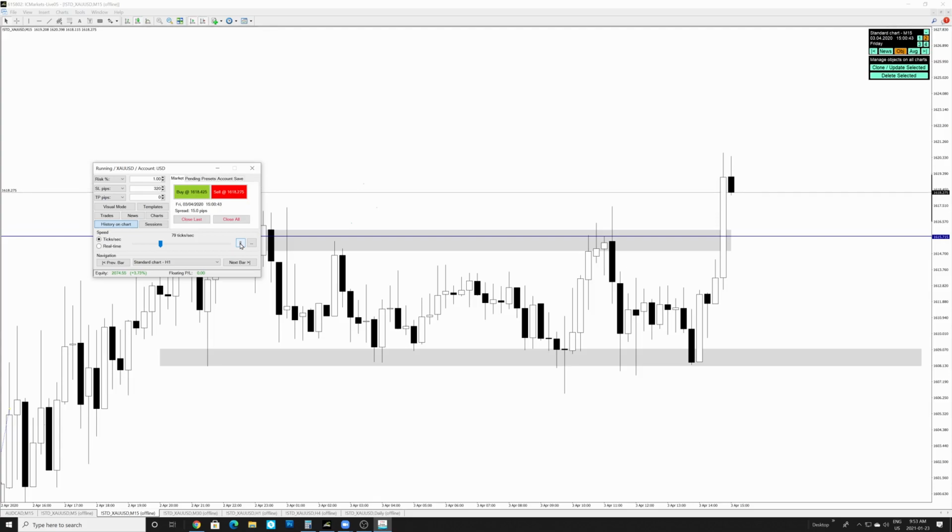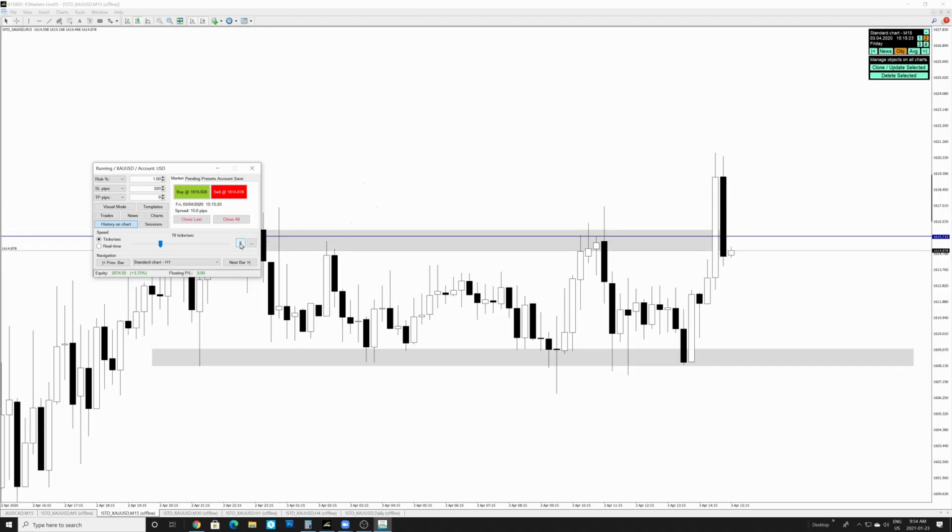There's also NFP in about 30 minutes, so we're not sure what's going to happen. I think we can use pending orders before NFP. We'll see, but so far we're coming back down over here. The 15-minute candle has closed. This is the last 15-minute candle before the news.